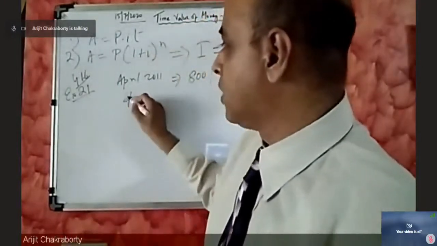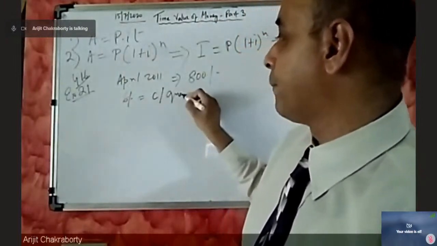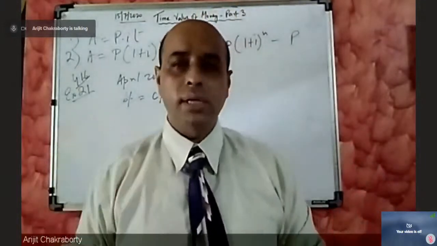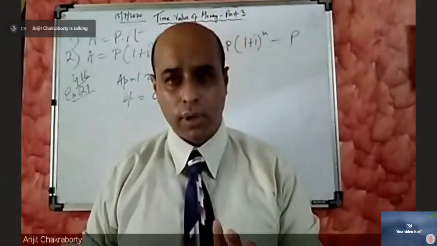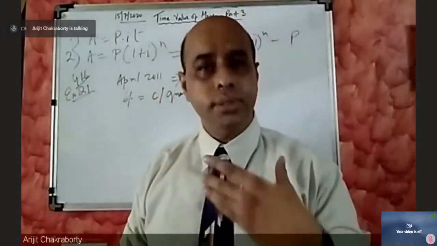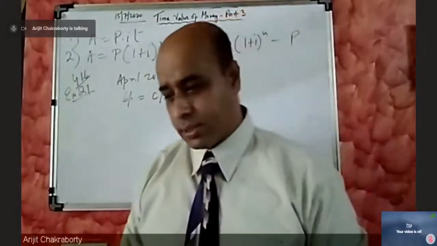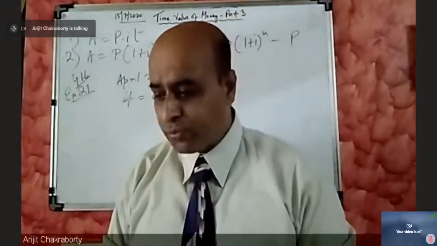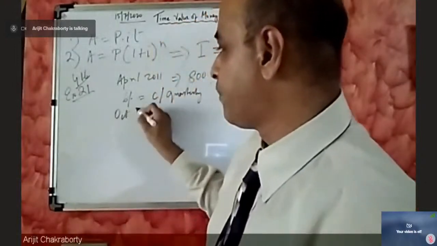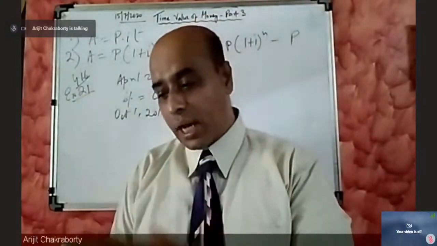So it is 6% interest and it is compounded quarterly. Quarterly means, how many quarters are there in a year? We have 4 quarters, right? So every quarter the compounding of the interest is done. Now the question reads: on October 1st, 2011, he closed the account.